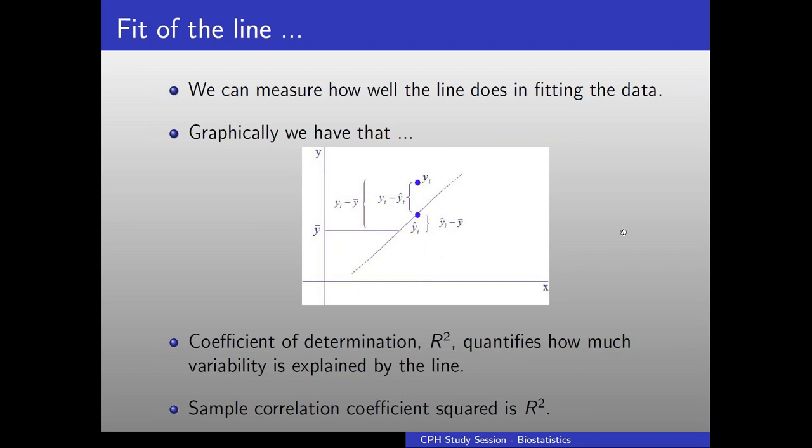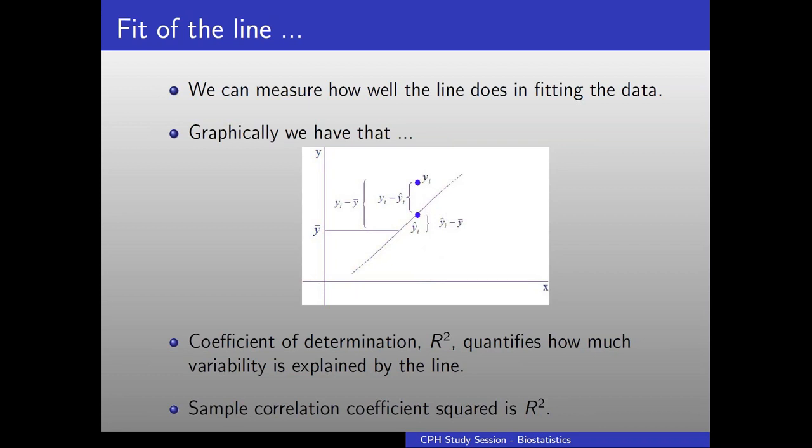And we can quantify that fit using a quantity called the coefficient of determination. It's often denoted as capital R squared, and it quantifies how much variability is explained by your line. So in a sense, how well is your line fitting the data?